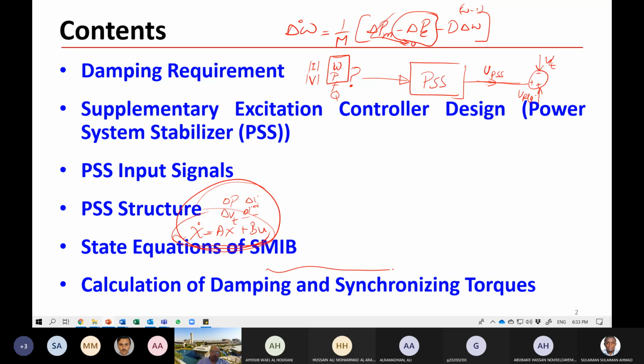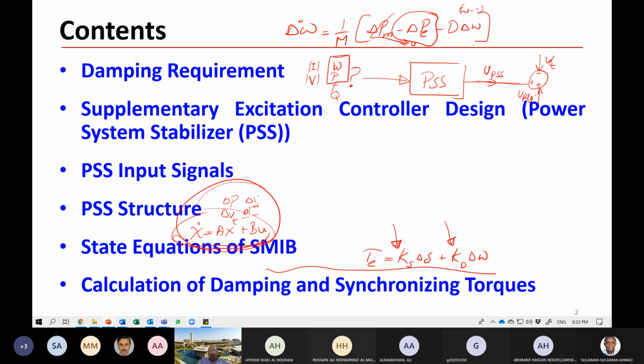Usually the electric power or electric torque can be written as synchronizing torque coefficient, this is in delta delta, and the damping torque coefficient of delta omega. How to calculate Ks and Kd? Kd is very important. If Kd is positive, that means there is damping and the system will be stable. If Kd is negative or very, very small, that means your system is marginally stable, or unstable if it is negative.